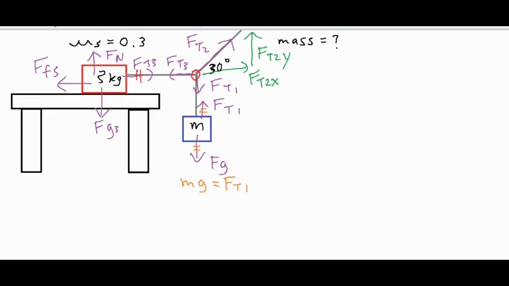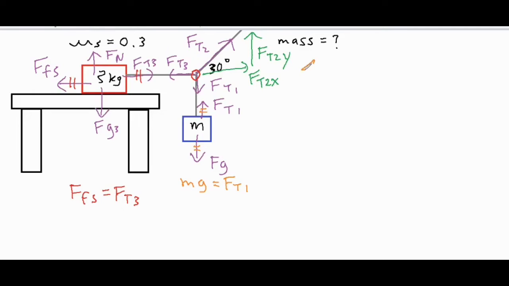And then also our FT3 over here is equivalent to this FT3 over here. And this FT3 must be equivalent to this force of static friction, again, because it's at rest. We know that the FT3 equals the force of static friction. So the force of static friction on our 3 kilogram mass is equal to our FT3. And then also in our angled rope over here, we have our X and Y components.